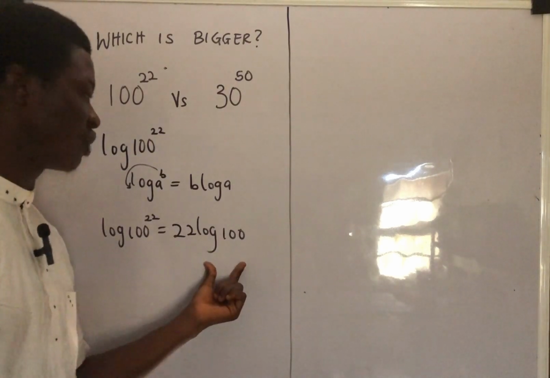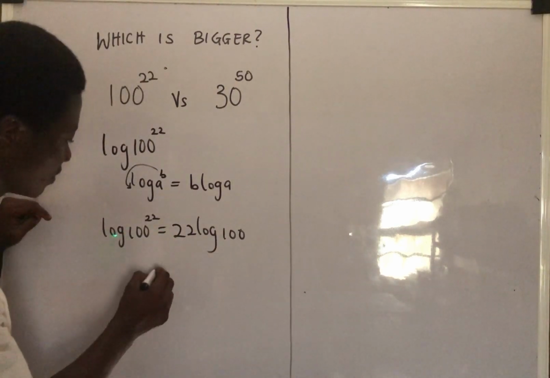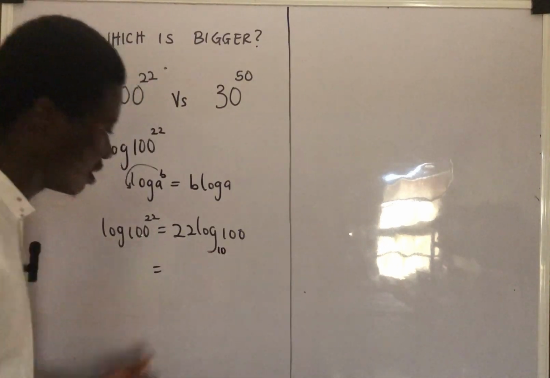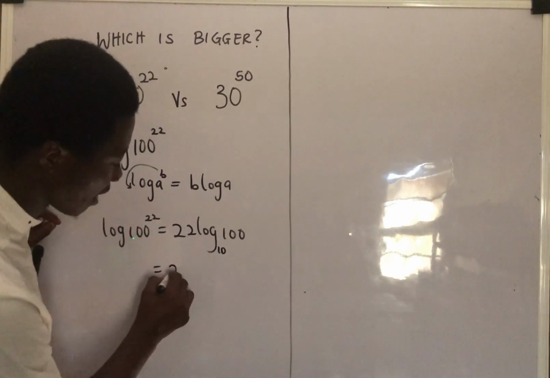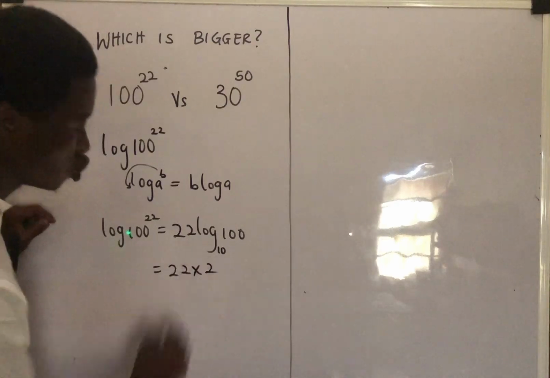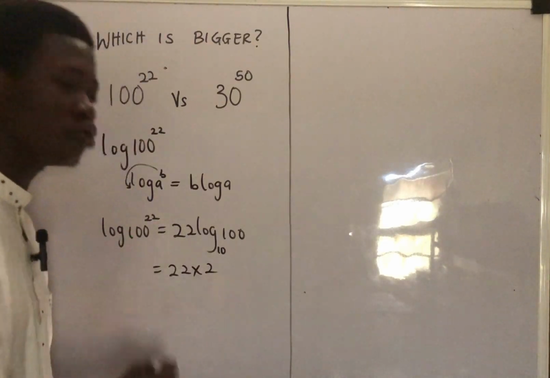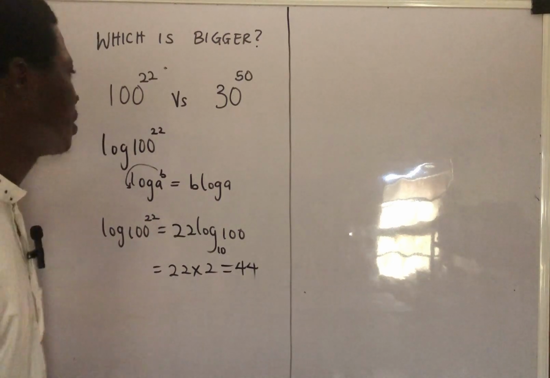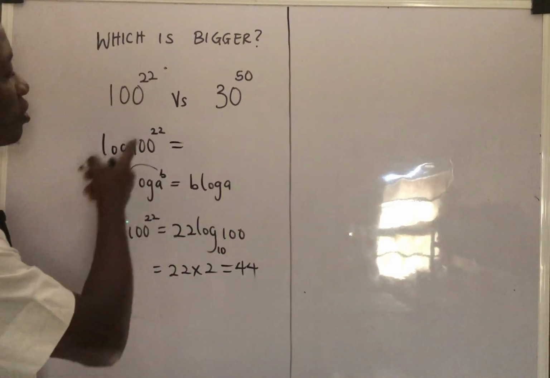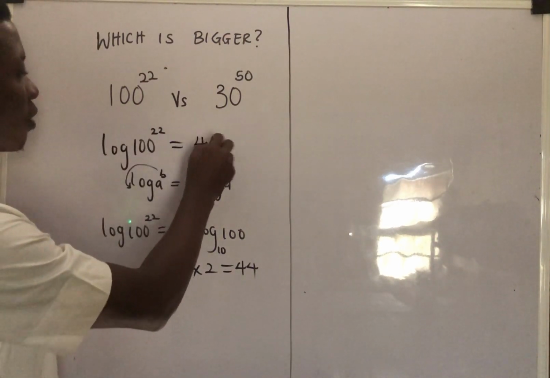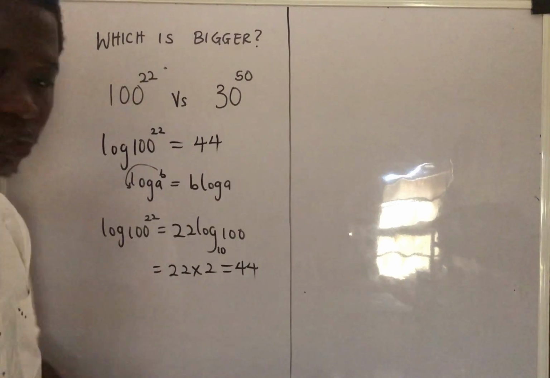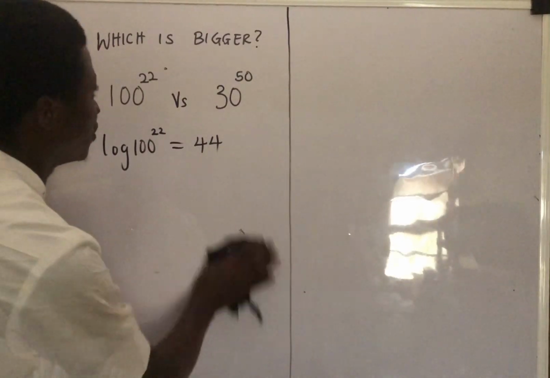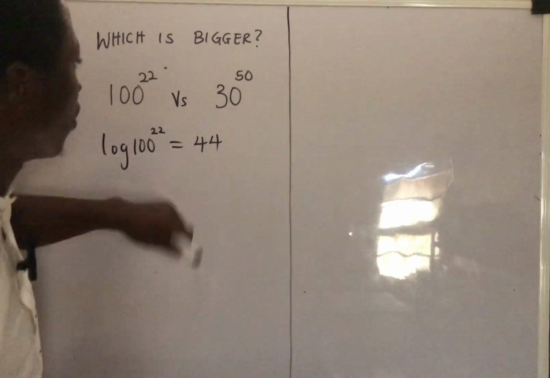Now, from this expression, we have 22 log 100. And log 100 is actually 2, right? Because this is to the base of 10. So that implies that we have 22 multiplied by 2. Okay? So 22 multiplied by 2 will get 44. Log 100 to the power of 22 is 44.